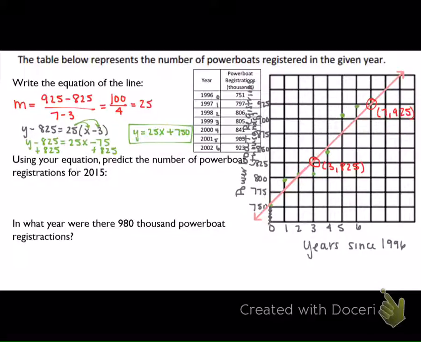All right, so make a prediction using your equation to predict the number of power boats registered for 2015. So remember, it's years since 1996. How many years after 1996 is 2015? It's 19 years later. Is that your X or Y? That is X. So we're going to plug in 19 for X in our equation.